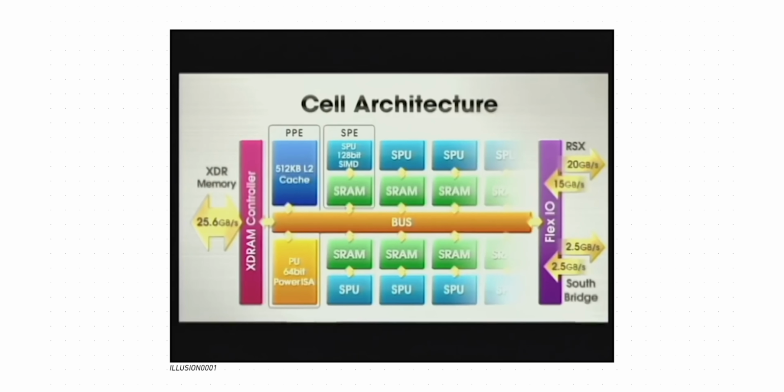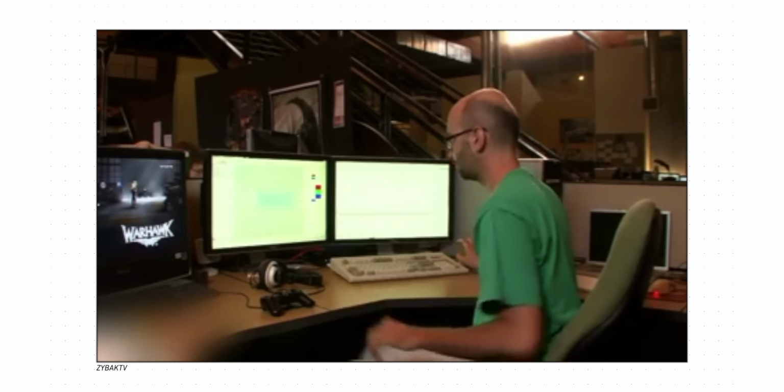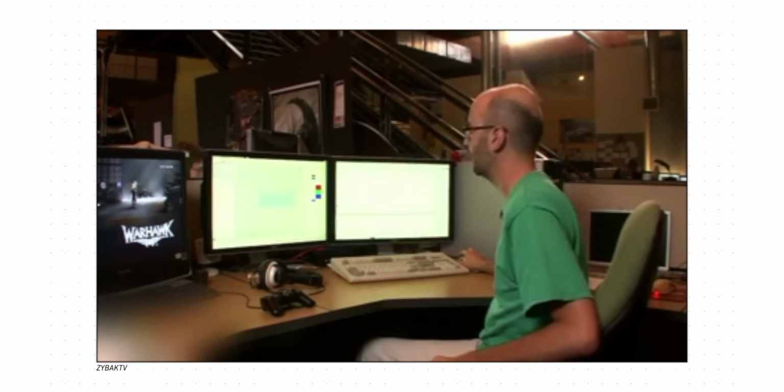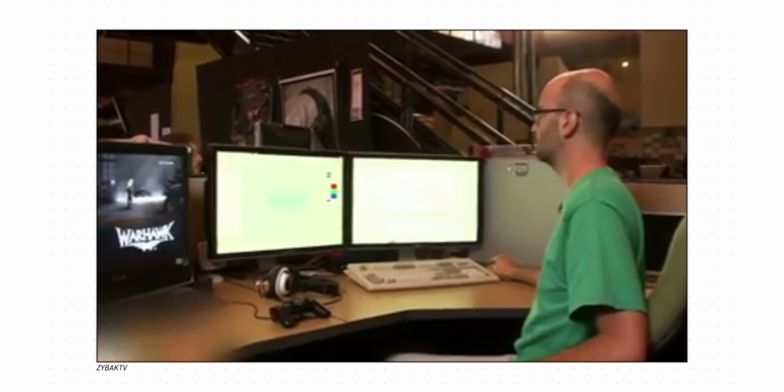Sony tried to justify the price by touting the PS3 cell processor's supercomputer level performance. But that ended up backfiring after multiple developers complained on the record the PS3 was difficult to develop for and, quote, a waste of everyone's time.